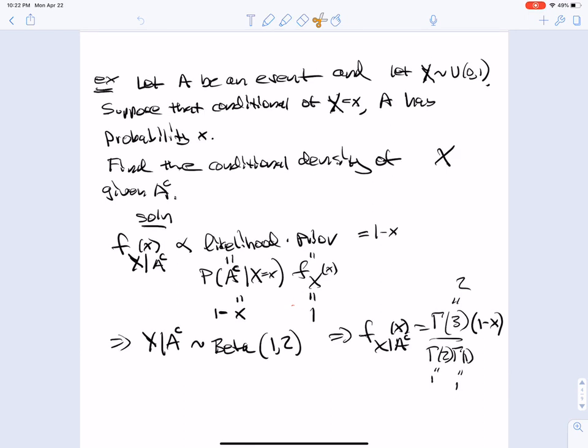So here's another example. Let A be an event and let X be uniform 0, 1. Suppose the conditional probability of A given X is X. Find the conditional density of X given the complement of A. So the conditional is proportional to the likelihood times the prior. The likelihood is the probability of A complement given X, which is 1 minus X. The prior is 1, so we just get 1 minus X. So X given A complement is a beta 1, 2. And then you can determine exactly what the density is.